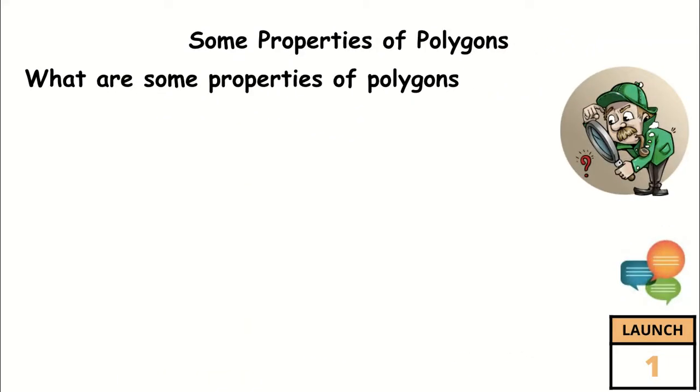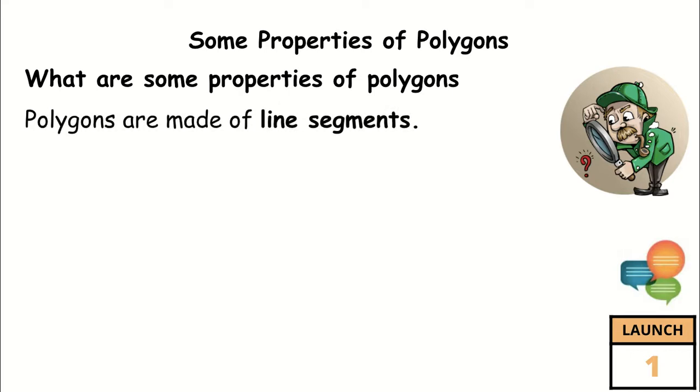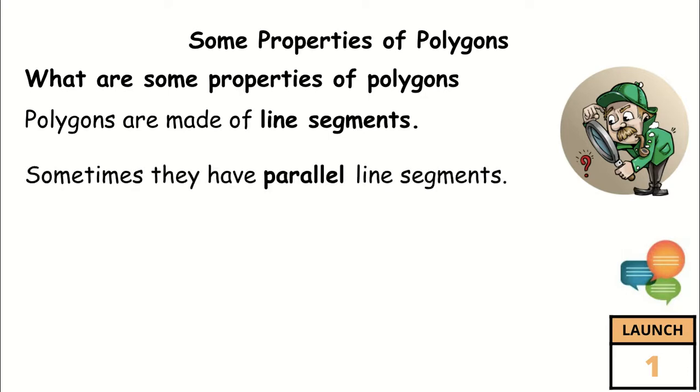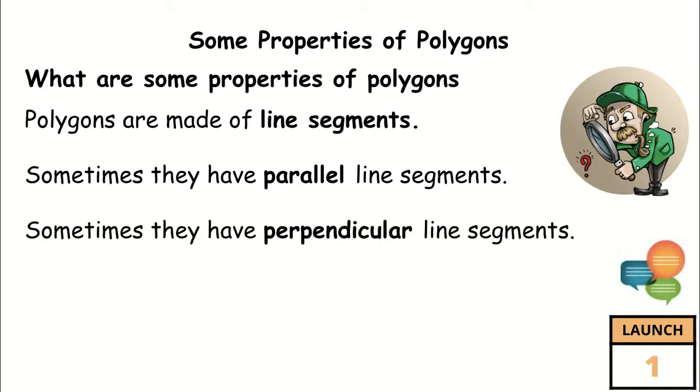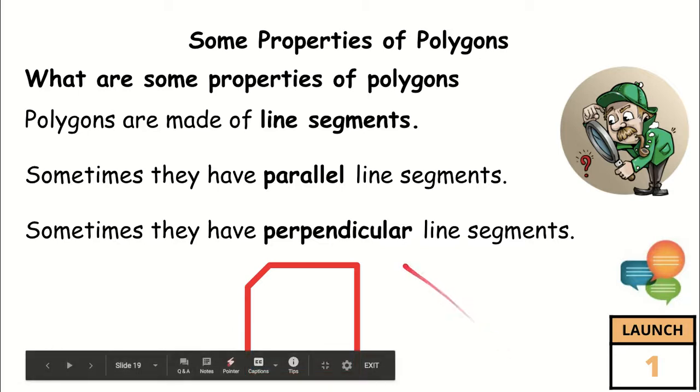So what are these properties of polygons as related to lines? Polygons are made of line segments. Sometimes they have parallel line segments. Sometimes they have perpendicular line segments. For example, this shape has one line here and another line there that are parallel. Here's a line and another line that are perpendicular.